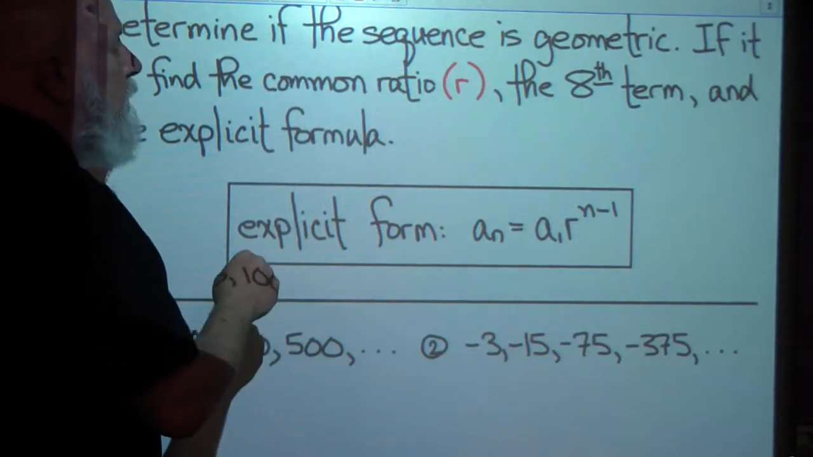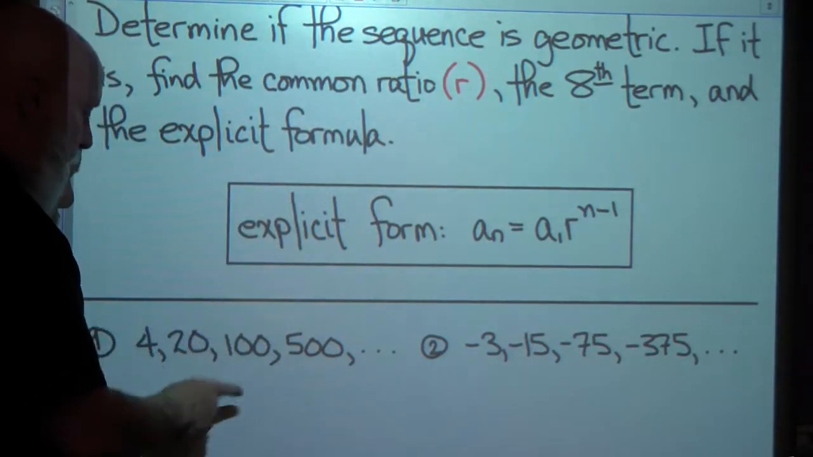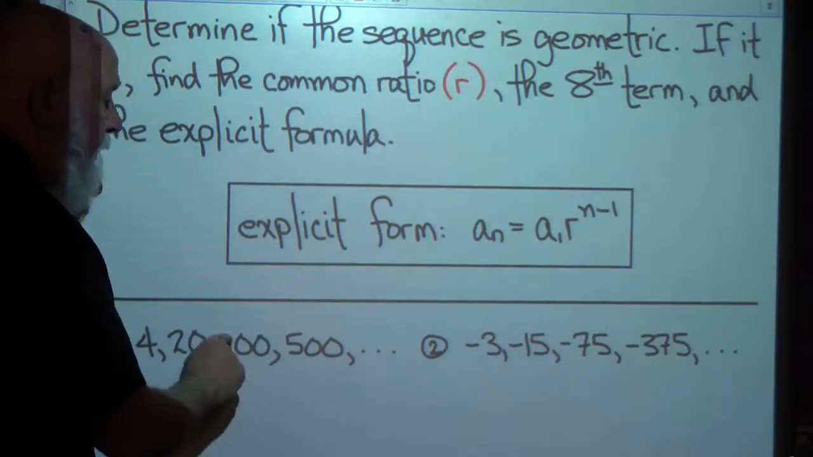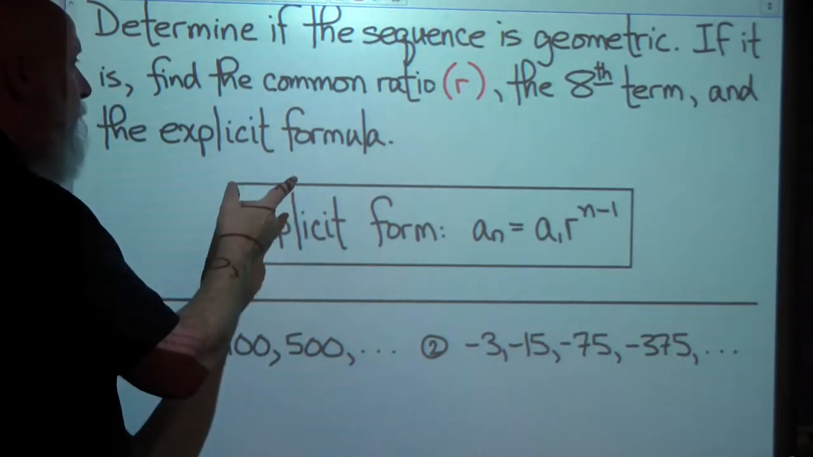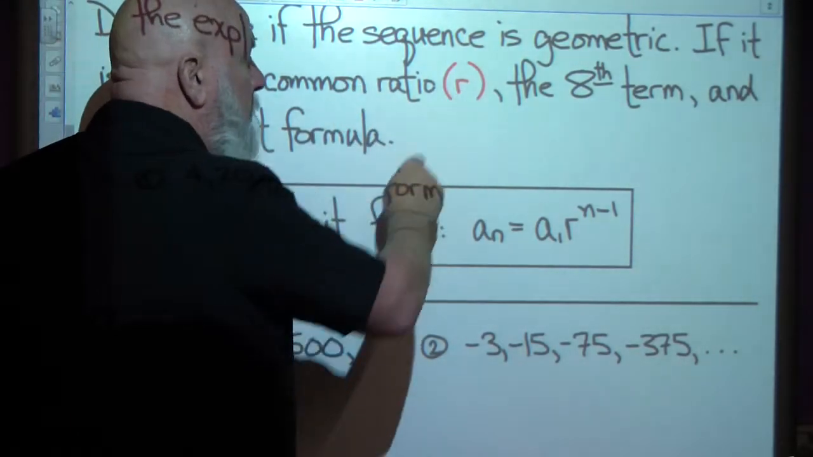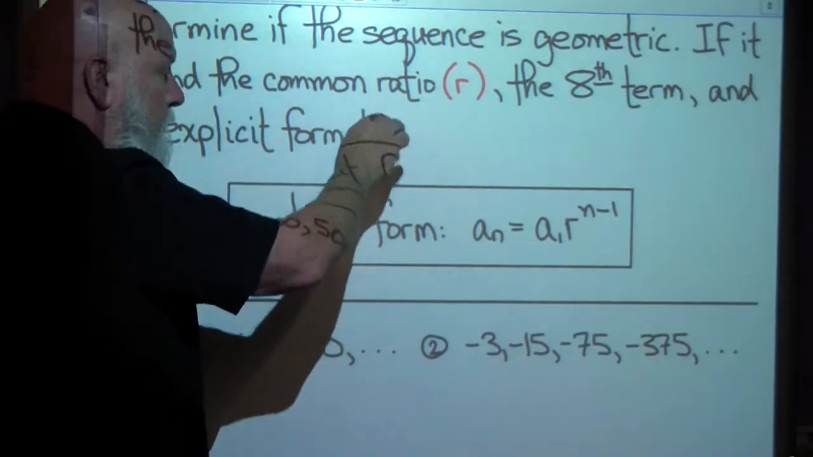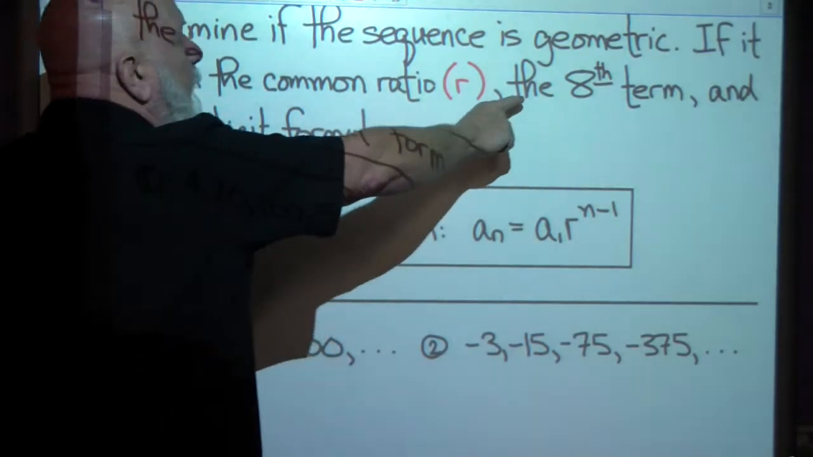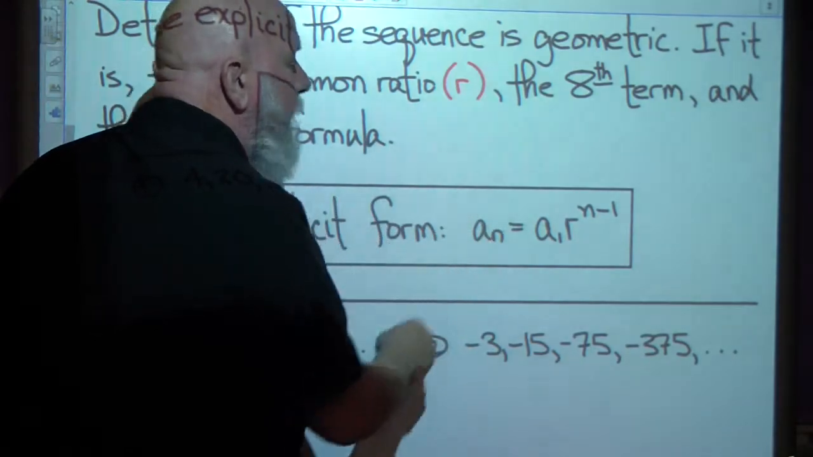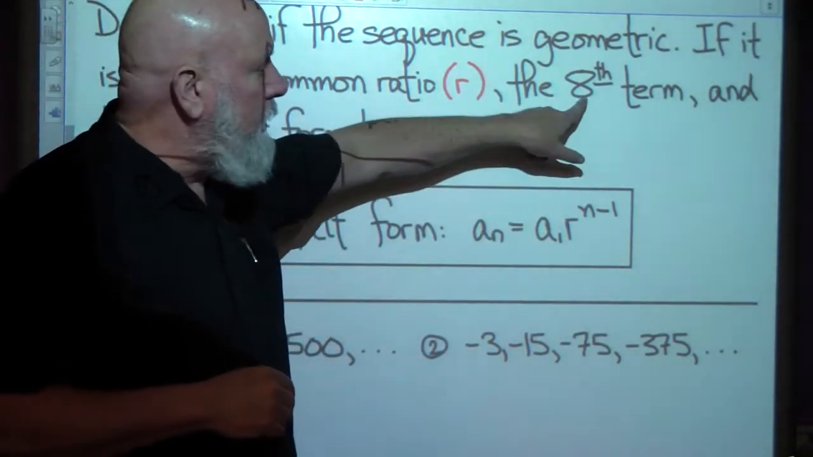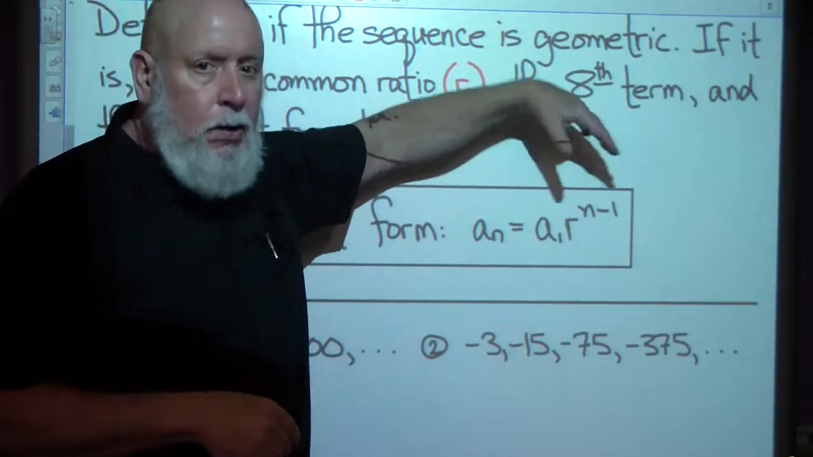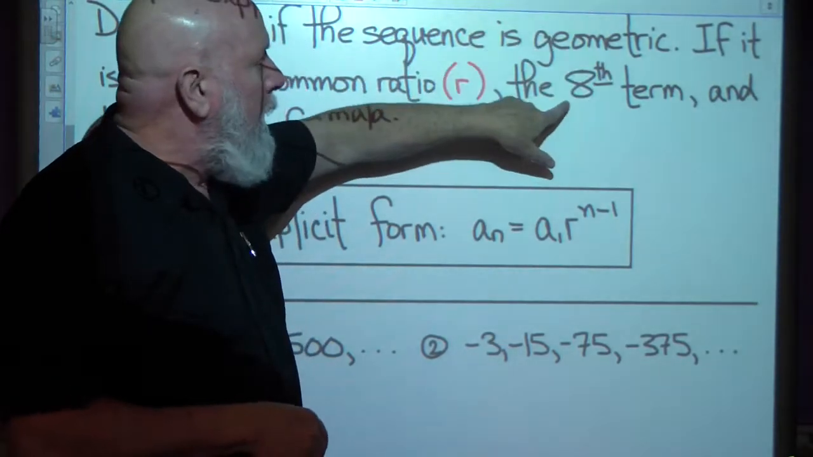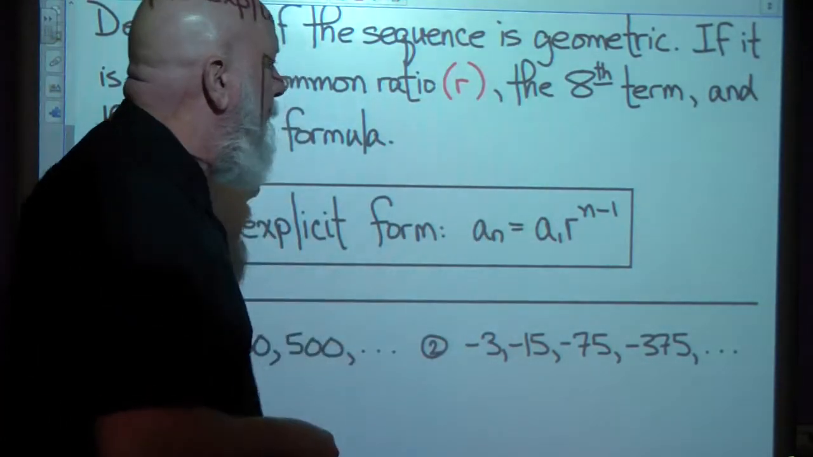Determine if the sequence is geometric, so I'm going to divide the terms and see if I get the same number. If it is, find the common ratio. That's what we'll get when we divide the terms. A ratio is what we get when you divide. And find the 8th term in the sequence. Now on the worksheet today, you won't be looking just for the 8th term. You might find the 10th term or the 20th term or the 100th term. But for our lecture, we're just going to use the 8th term.